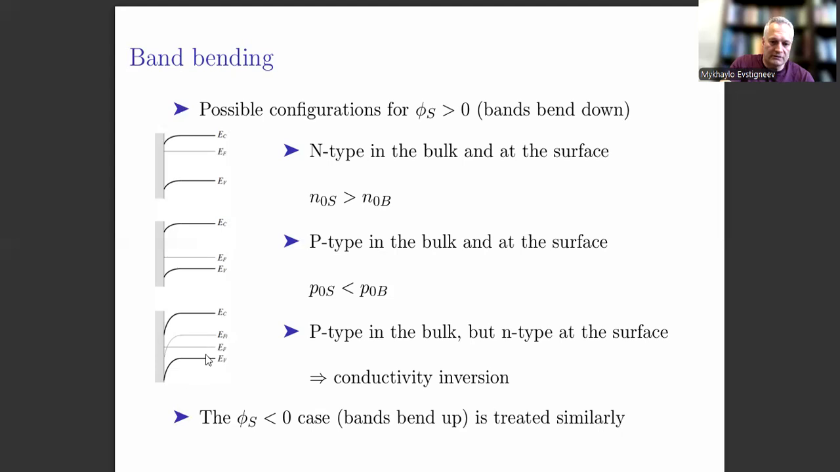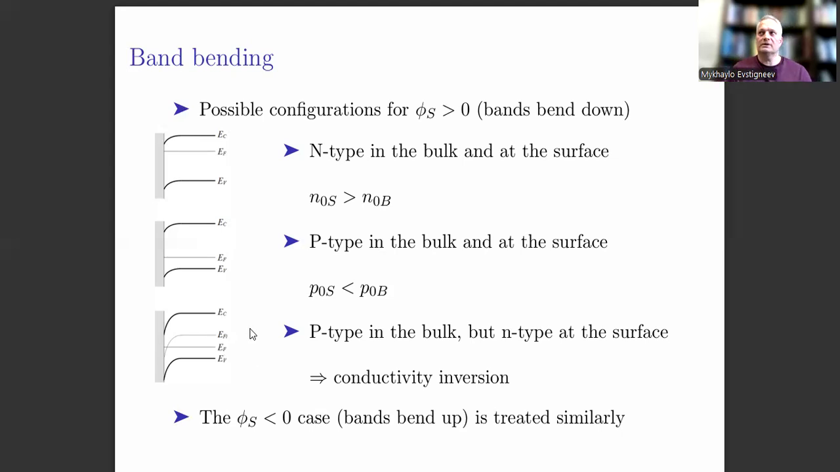If the band bending, that is, if the surface potential is large, then the Fermi level near the surface can be closer to the conduction band than to the valence band, even though in the bulk the semiconductor is still of p-type. Due to the band bending, this means that conductivity inversion happens near the surface, and the semiconductor near the surface becomes of n-type, whereas in the bulk it is of p-type.